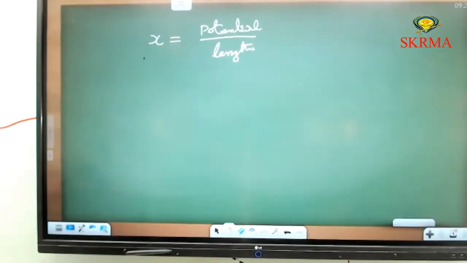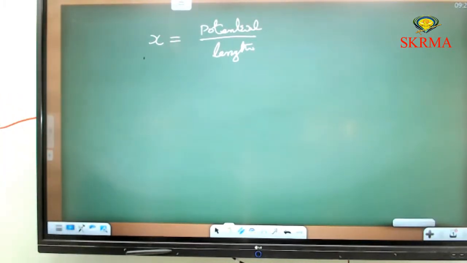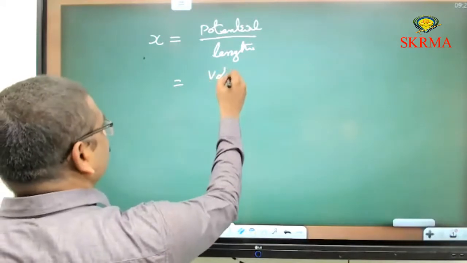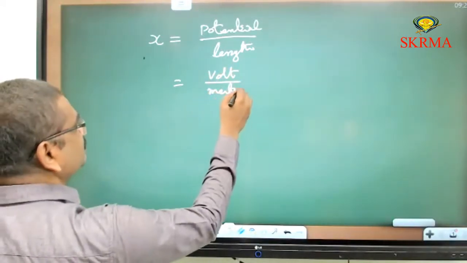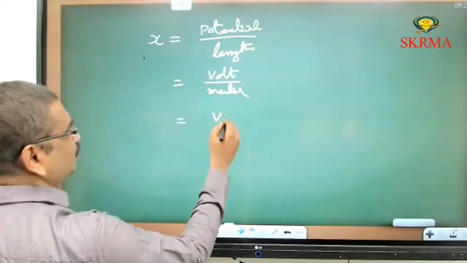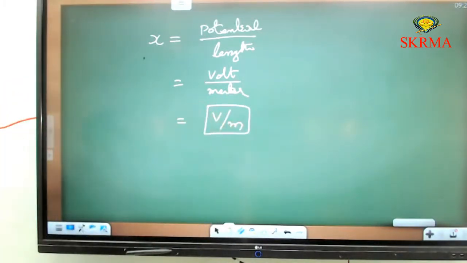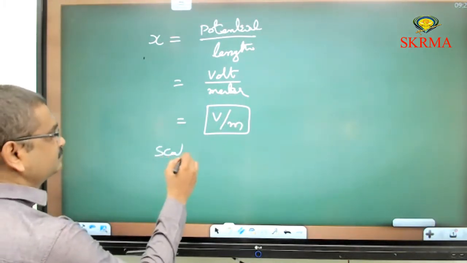Next one. What is the SI unit for this? For potential, the SI unit is volt. For length, the SI unit is meter. So the SI unit of potential gradient is volt per meter, and it is a scalar quantity.